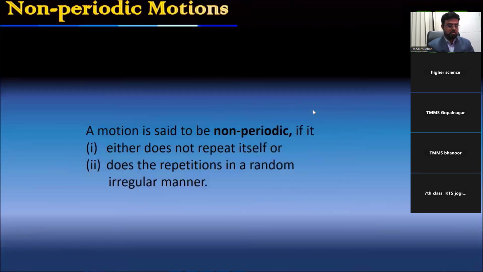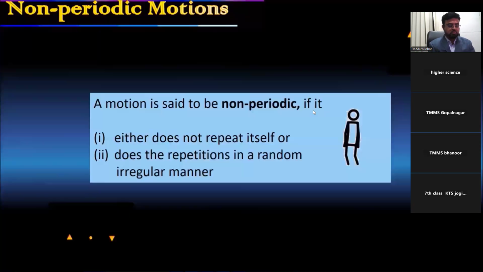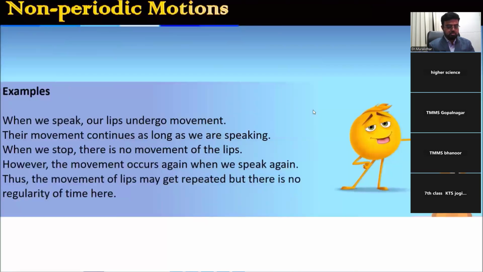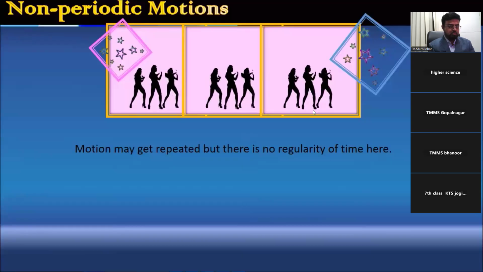And non-periodic motion. There are only two points we should consider. Either the motion does not repeat itself, or it repeats in a random, irregular manner. Examples: when a person speaks, like I'm talking now, my lips are moving. This movement is as long as I am speaking. When I stop, there is no movement of the lips. The movement occurs again when I speak. Thus, the movement of the lips may get repeated, but there is no regularity of time here.